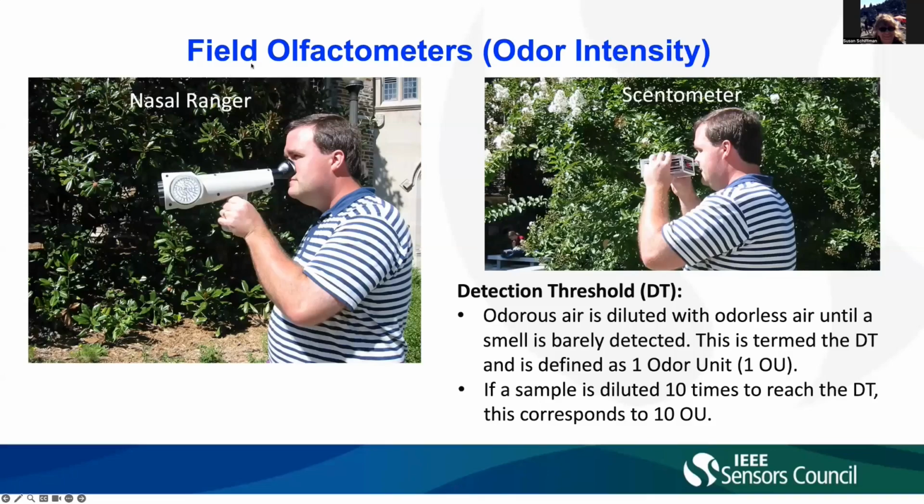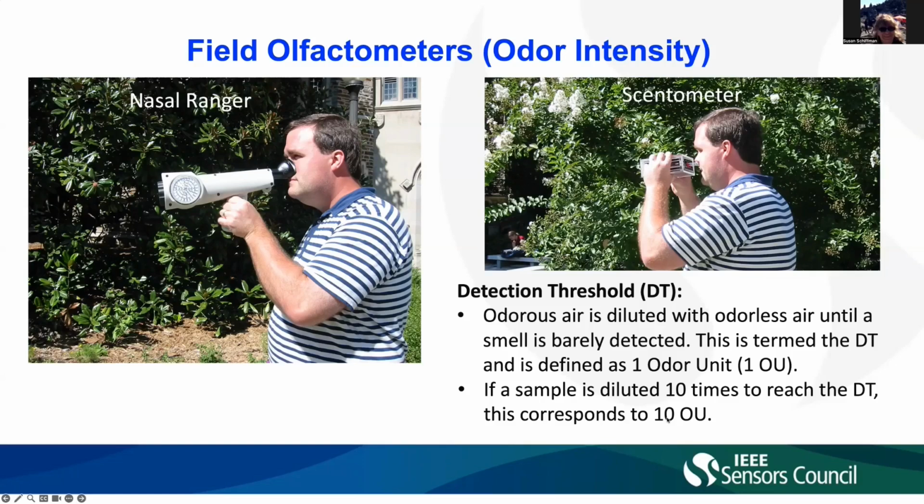Olfactometers can give you an idea about the intensity. These are two that we use, the Nasal Ranger and the Scentroid, and you can dilute the air with odorless air until the smell is barely detected. When you barely detect it, that's 1 odor unit. So if a sample is diluted 10 times to reach this detection threshold, this corresponds to 10 odor units.